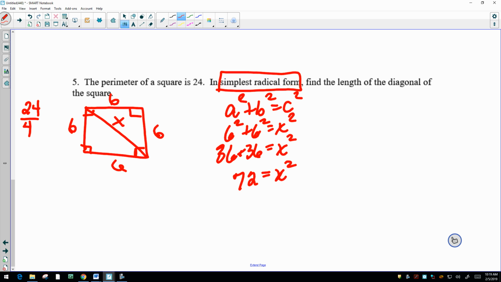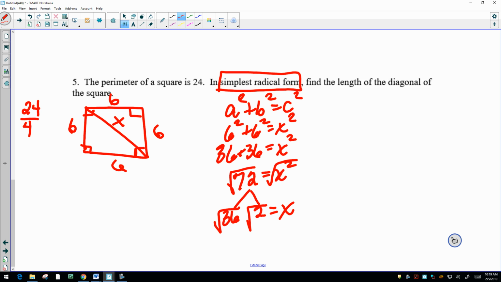But now because it's saying simplest radical form, I want to find two numbers that multiply to be 72 where one's a perfect square, and there we go. So use that to help you. Okay? And so we're saying the square root of 36 times the square root of 2 should equal x, since I had a square root back here.